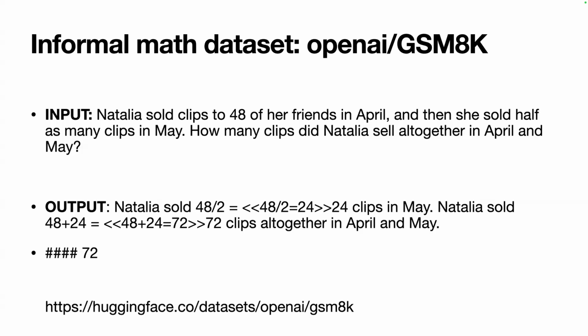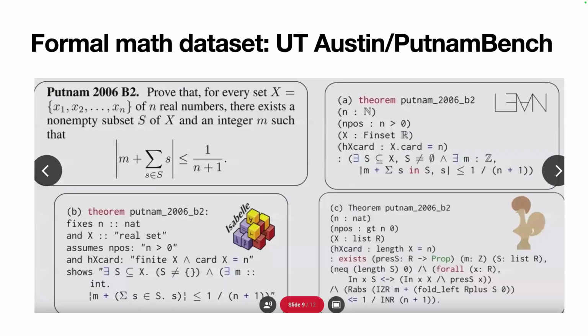The other data set is relatively formal, so it will require a more rigorous definition. So there are many data sets. One data set is a formal mathematical data set. It is called PutnamBench. It was released by UT Austin. So it was more formal.